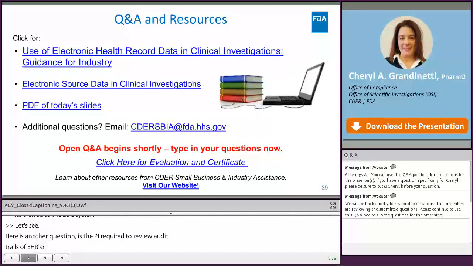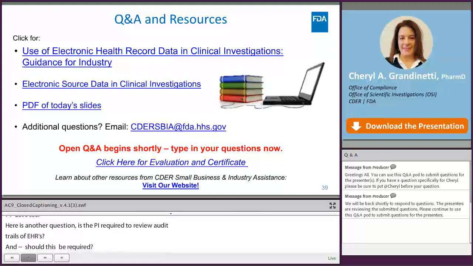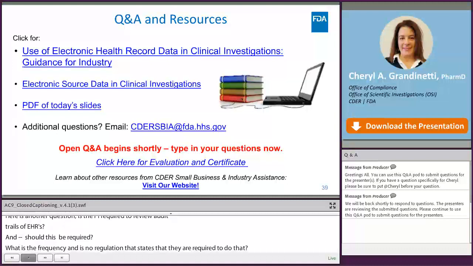There's no regulation that states that they're required to do that. And not only is there no regulation, we don't even have a recommendation in our guidance where we ask for the PI to do that. So the answer is no to that question.